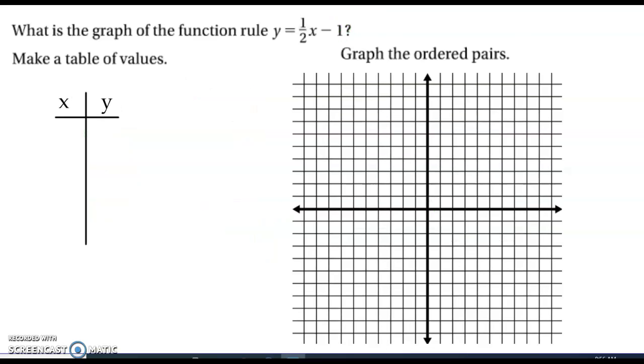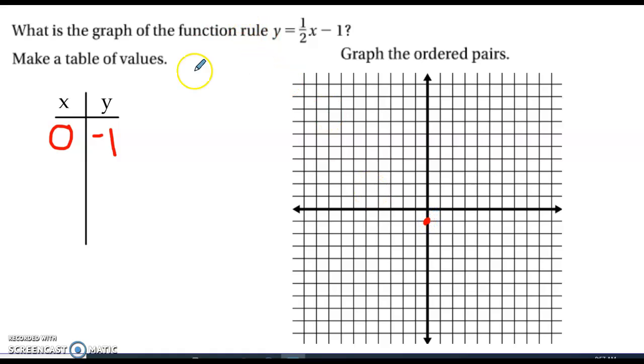So we've got y equals 1/2 x minus 1. So same concept. I'm going to start with 0 because it's usually the easiest number to plug in. So 1/2 times 0 is 0, minus 1 is negative 1. So I've got the point 0, negative 1.